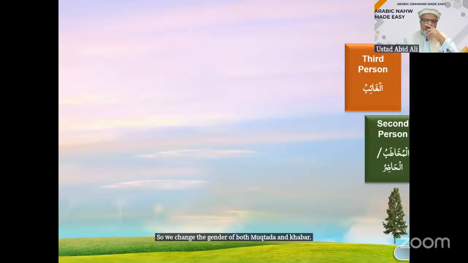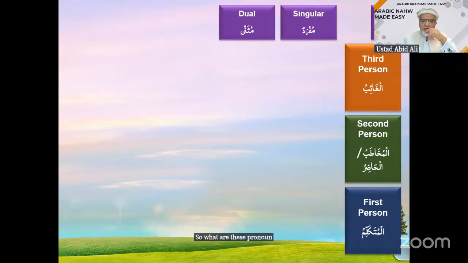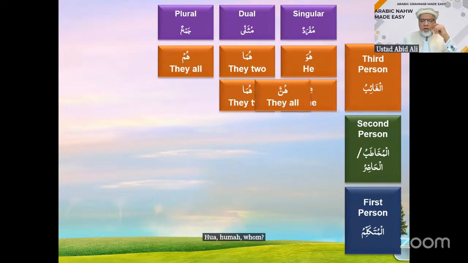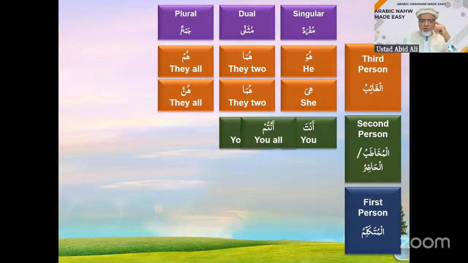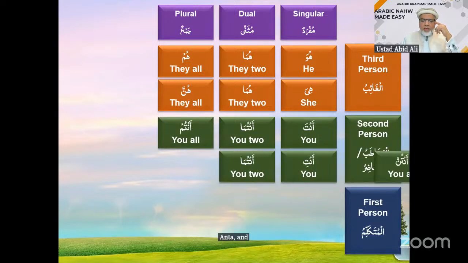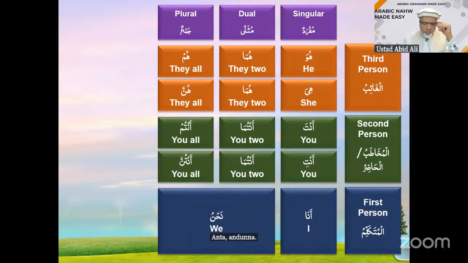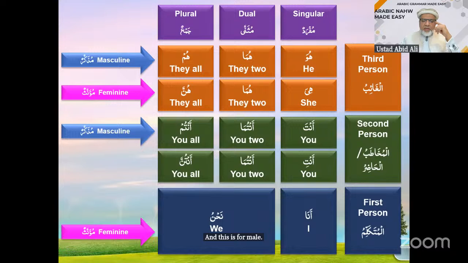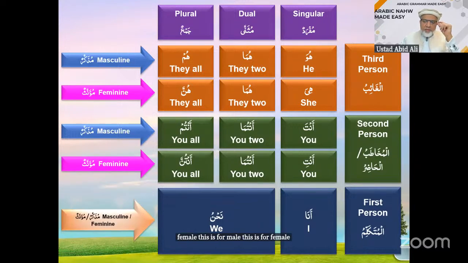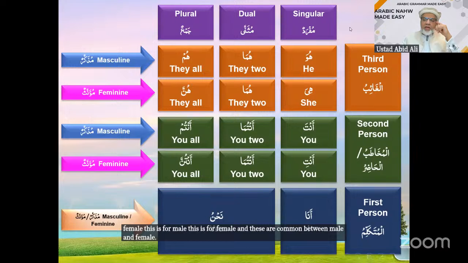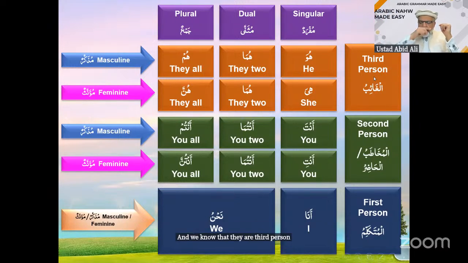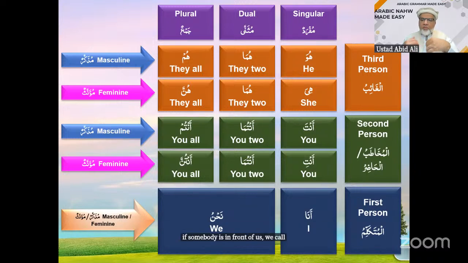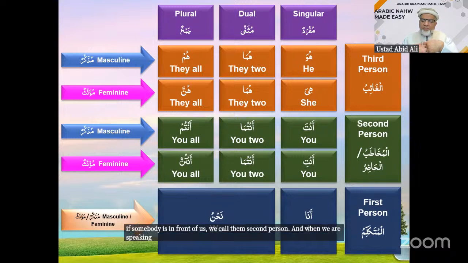So what are these pronouns? We looked at them in a lot of detail in the previous classes. Huwa, huma, hum, hiya, huma, hunna, anta, antuma, antum, anti, antuma, antunna, ana, nahnu. This is for male, this is for female, and these are common between male and female. And we know that they are third person when we are dealing with reference to something. If somebody is in front of us, we call them second person. And when we are speaking, we call ourselves first person.